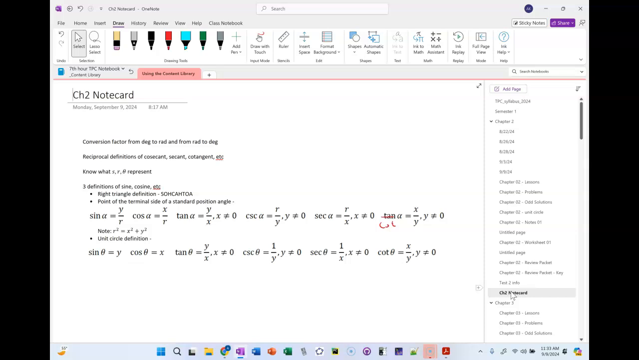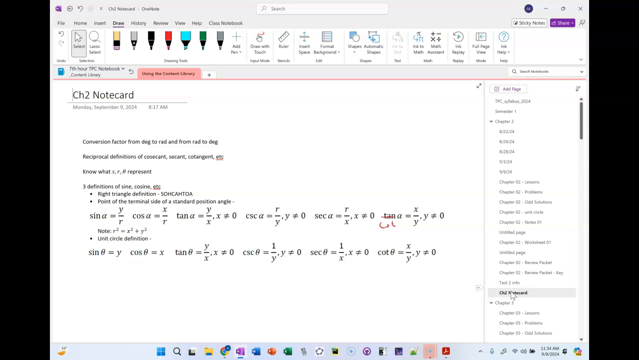My suggestions, at minimum: you should have the conversion factor from degrees to radians or radians to degrees. You should have the reciprocal definitions for cosecant, secant, and cotangent. Like cosecant is 1 over sine. That's something good to have. You should have the arc length formulas and know what s, r, and theta represent. It seemed like on the homework quiz, a lot of us were confused about what s, r, and theta represent, so maybe a note on that would be helpful.